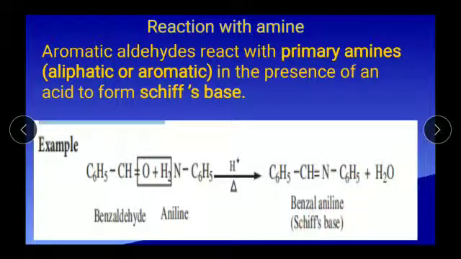This is the Schiff base. Its name is benzylidene aniline. How do we get this? By the removal of a water molecule. As usual, from the benzaldehyde oxygen and the H2 from aniline, there is a removal of a water molecule. Both combine, and we get benzylidene aniline.